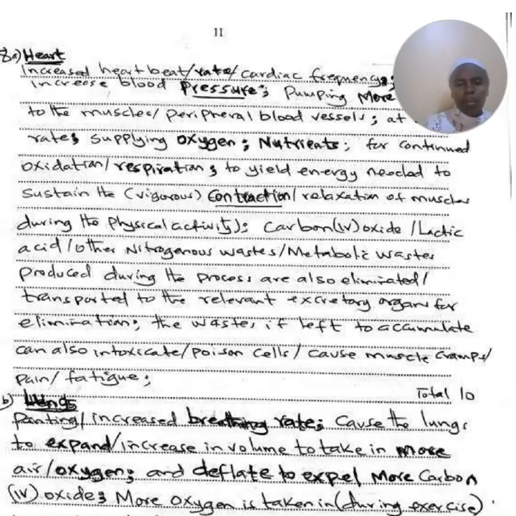That means it supplies more oxygen to oxidize the food to yield the energy that is needed for contraction and relaxation of muscles. Then carbon dioxide and lactic acid and other nitrogenous wastes are produced, and they are also eliminated using the same mechanism. They are transported to the excretory organs, and they are able to be removed.